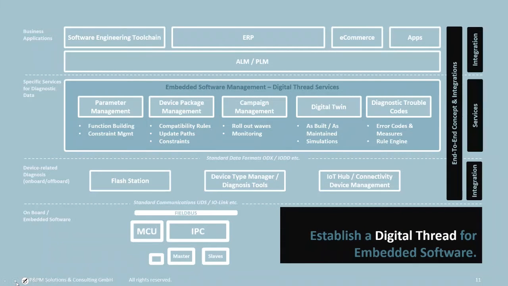Now, we have seen two examples that focused a bit on the subject of software variant coding or parameter management, and what we would highlight with this slide here is the necessity of a digital thread for embedded software management. And you might recognize with this page what is basically necessary.